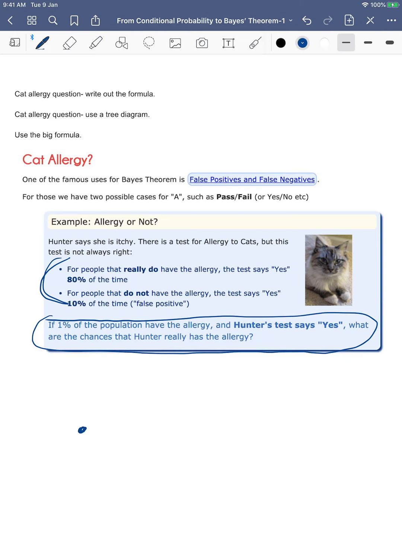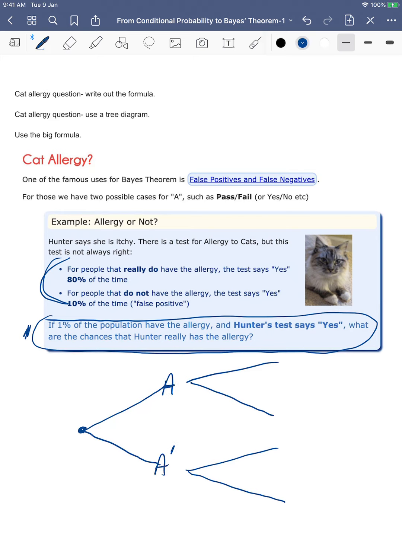All right, so basically, if 1% of the population have the allergy, I'm reading here, and Hunter's test says yes, what are the chances that Hunter really has the allergy? Oh my goodness. There's a lot going on here. And so the tree diagram is going to start with this information. The first branch is going to be have the allergy, so that's A, or not have the allergy. Okay, that kind of makes sense, doesn't it? Allergy, not allergy. And so you're going to test both groups of people.